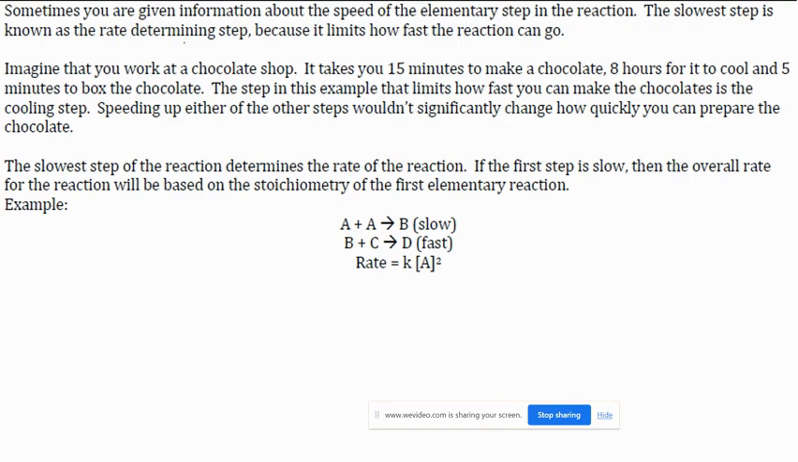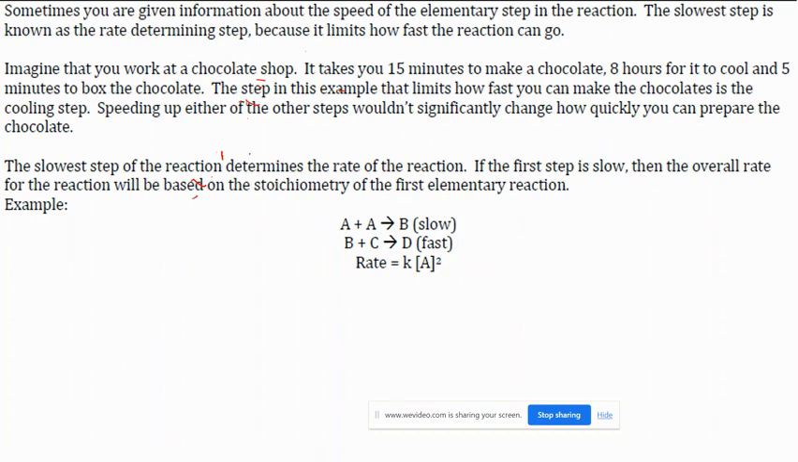All right. Sometimes you are given information about the speed of these elementary step reactions. The slowest step is known as the rate determining step. So imagine that you're working at a chocolate shop, okay? At that chocolate shop, it takes you 15 minutes to make the chocolate, 8 hours for it to cool, and 5 minutes to box up. What's limiting you from putting those out on the shelf?